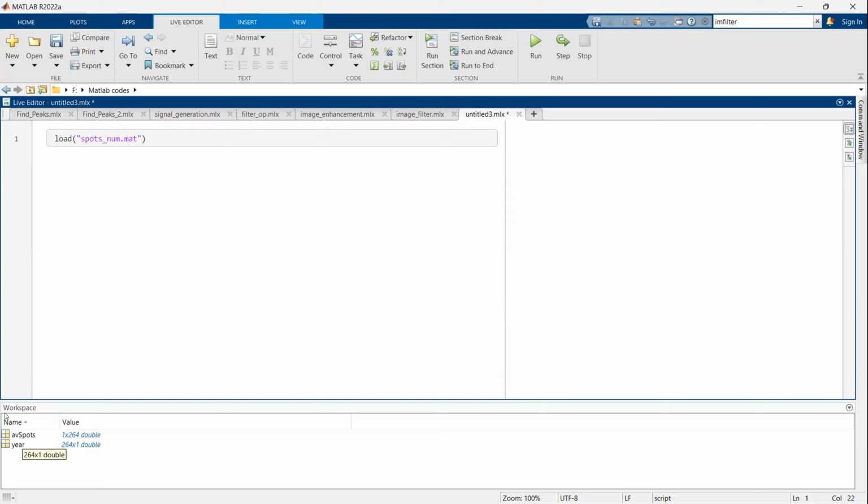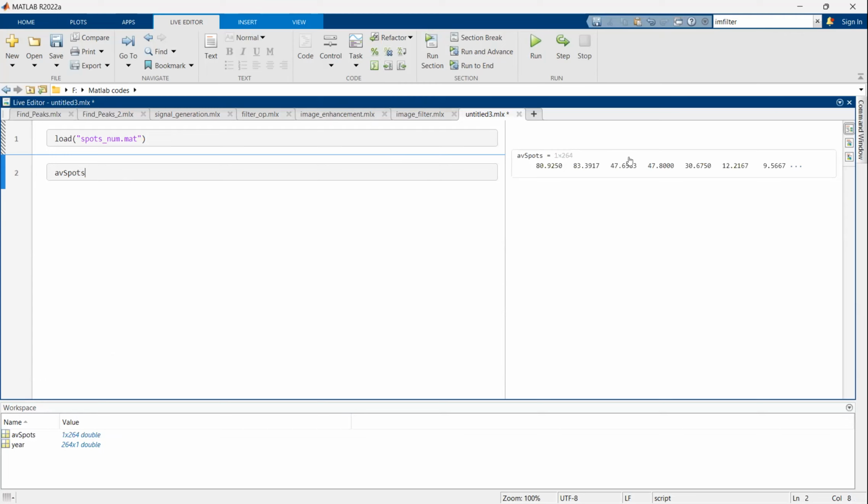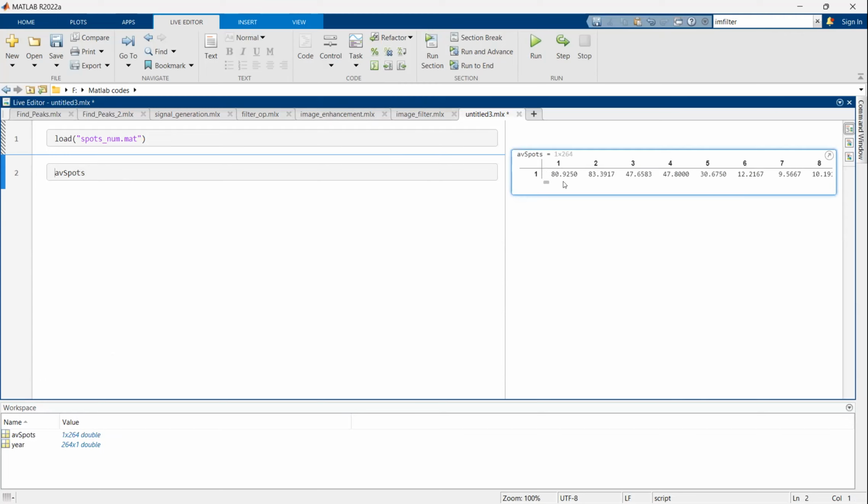Okay, what is the size of these arrays? 264, right? 264 double, 1 by 264. That means this is a one-dimensional array, right? It's a one-dimensional vector. So if I check the values of AV spots from this section, you can see these values. These are the values that you are getting.